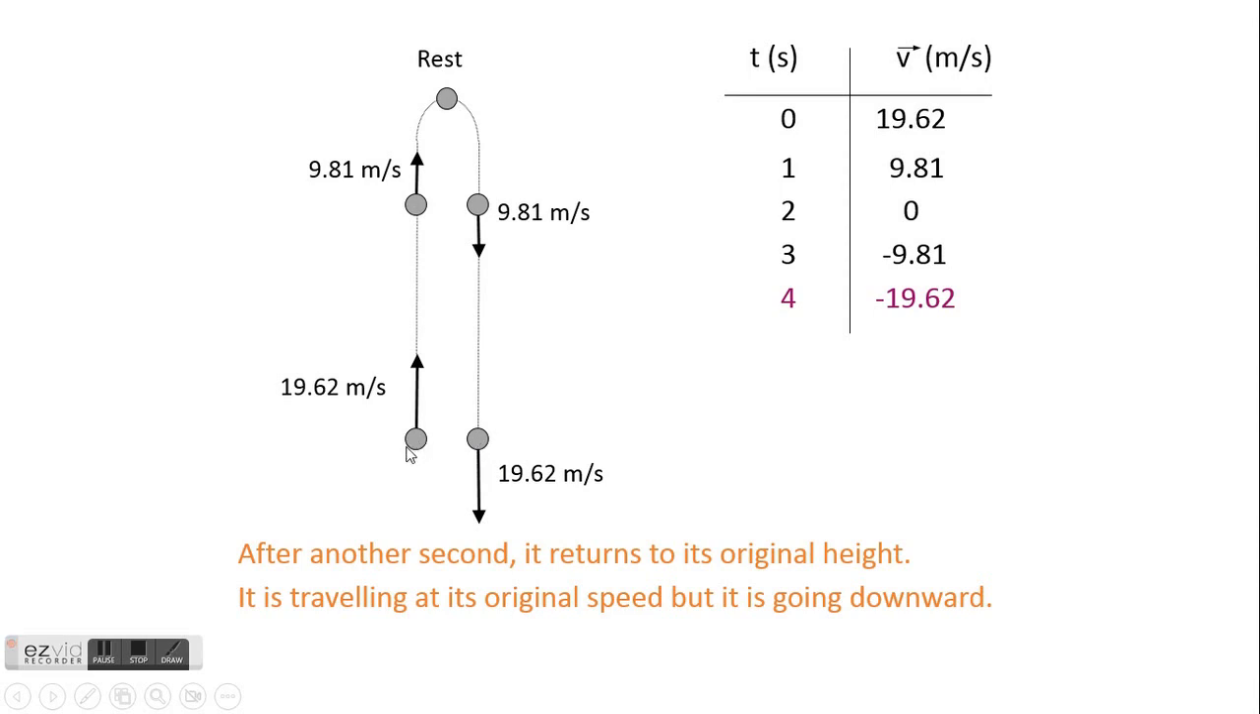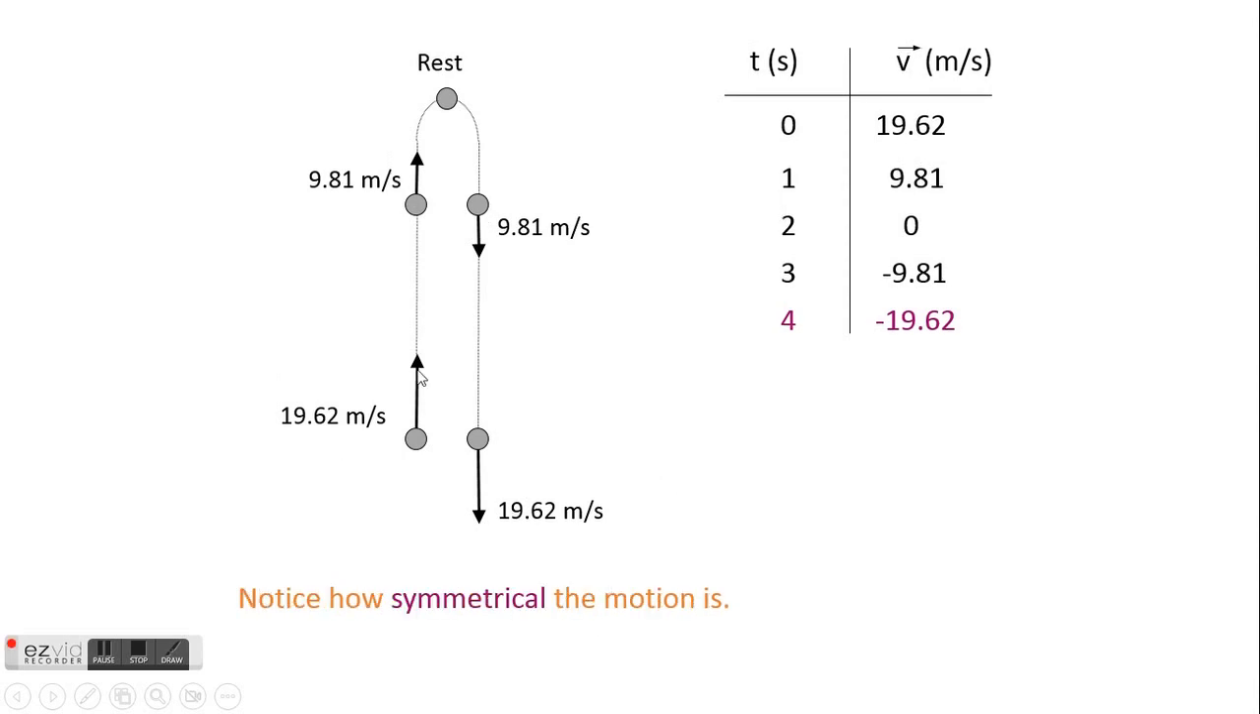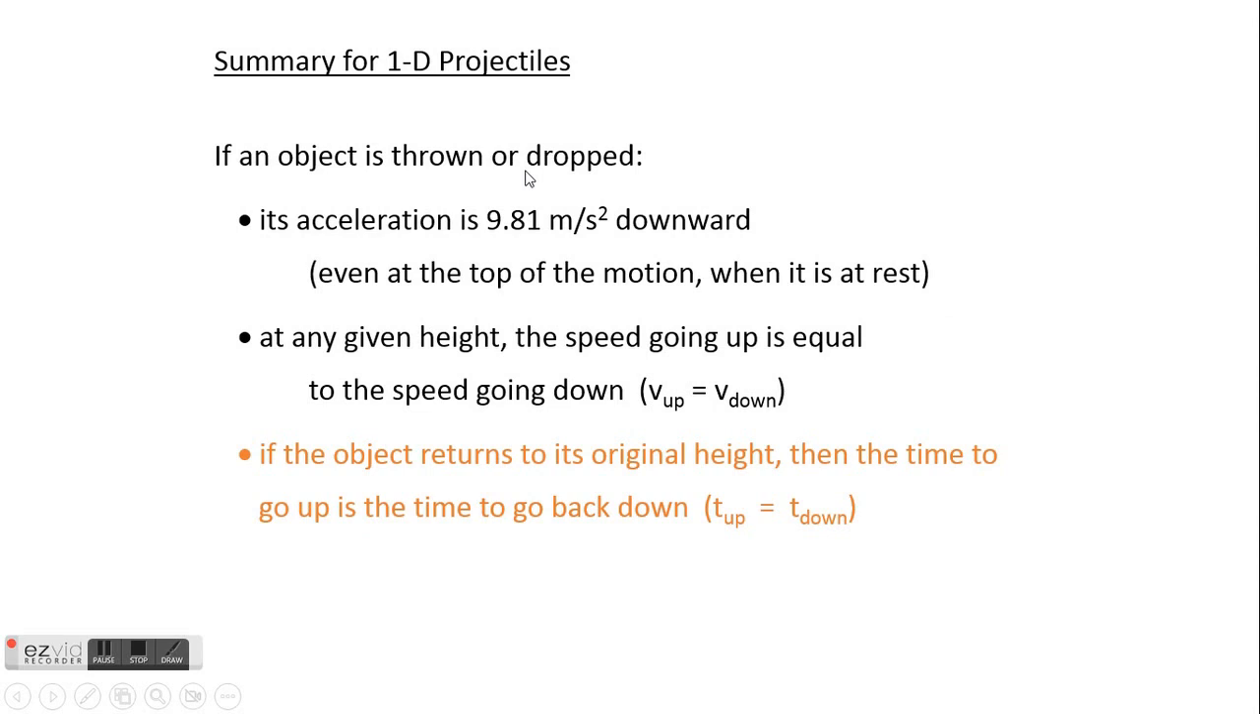And then another second later, it's back to the same height we started with, moving downwards at the exact same speed that we started moving upwards. So the speed is the same, it's just directionally it changes. And in fact, we've got some symmetry going on here. Initially we're moving upwards, and at the end, when we're at the same height, we're moving downwards at the same speed. One second in, we're moving upwards; a second on the other side of rest, we're moving downwards at the same speed. And that's the gist here for one-dimensional projectiles.